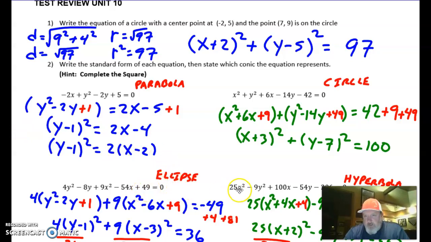The bottom two, you're going to have different coefficients on your x and y squared. And what you're looking at, if they're both positive, that's an ellipse. And if you have one positive, one negative, that's a hyperbola.